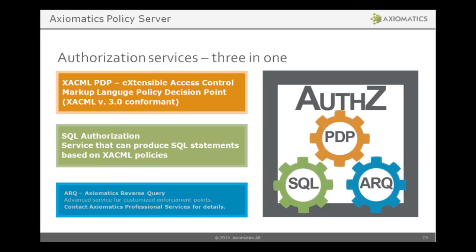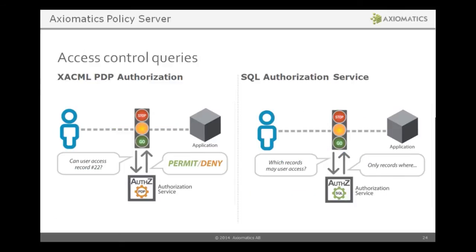Yes. As Finn mentioned, previous to the 5.3 version of APS, we had the XACML PDP authorization, which was explained by Finn. For example, can a particular user A access record number 22, and the PDP will give you a decision, permit or deny, based on the XACML policy.